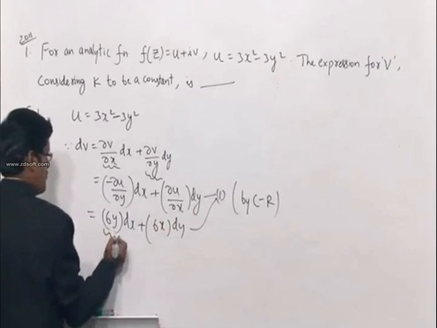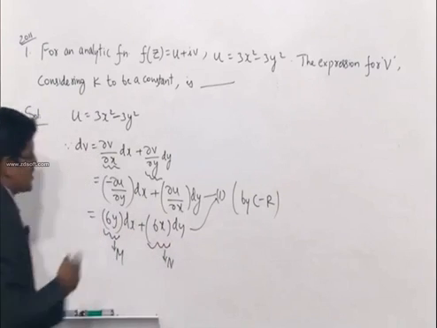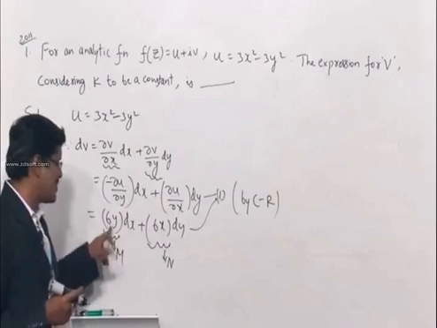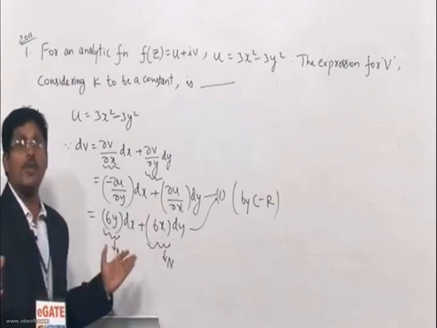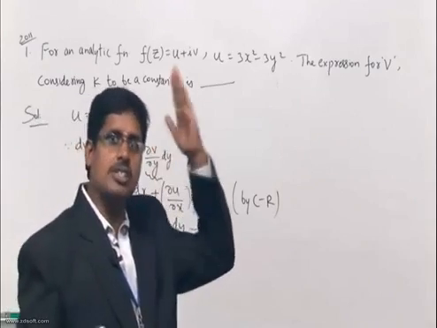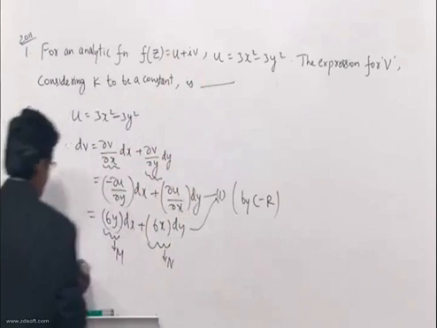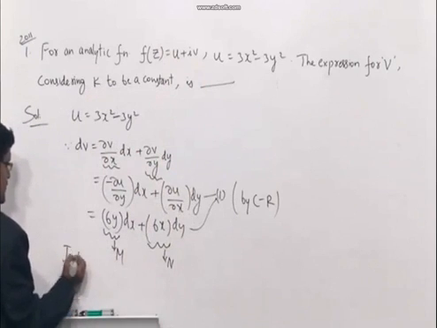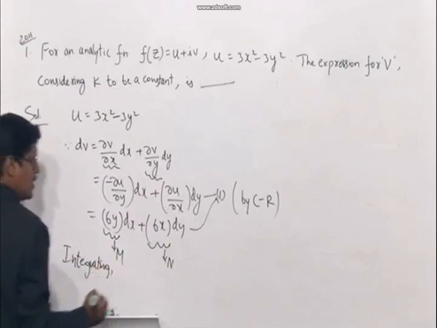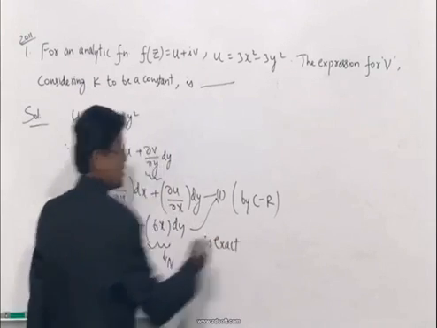It is in the form of M into dx plus N into dy. I told you in the previous discussion, I will verify whether this is exact or not. See, what is dou M by dou y? 6. Dou N by dou x? 6. Dou M by dou y is equal to dou N by dou x. Look at the procedure of exact differential equations which we have discussed in the differential equations chapter. So this is exact.